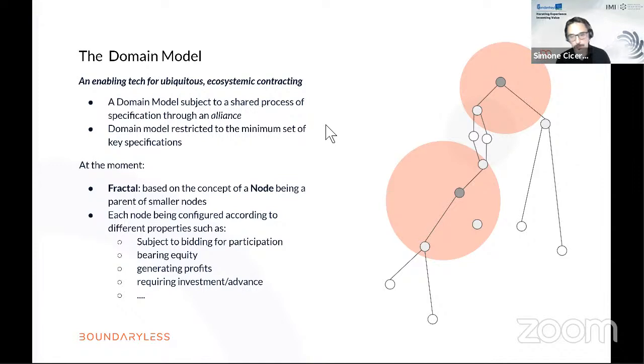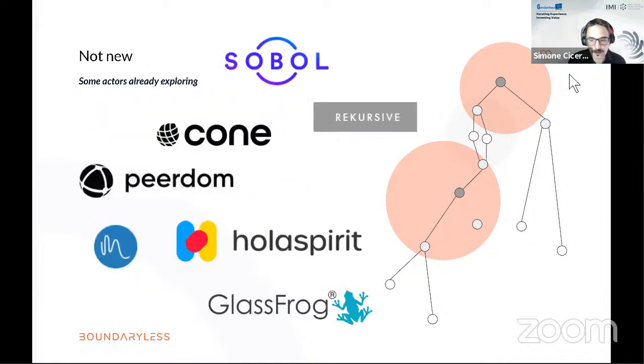But Emanuele will tell you more in a moment. This is, of course, not new. It's a piece of work where players have been working for a while now, and these are some of the brands that have been working on enabling this kind of organizational model. Of course, the most famous probably here is Glassfrog, part of the Holacracy ecosystem.